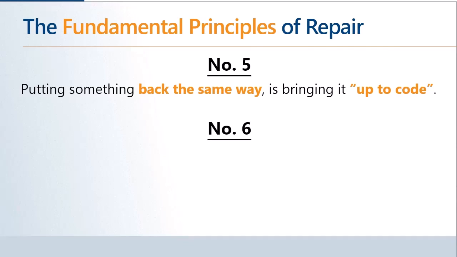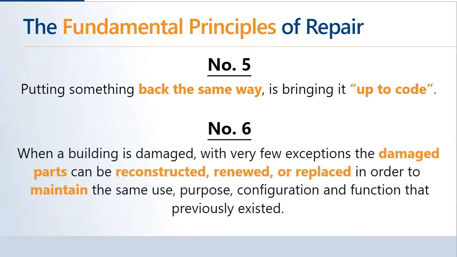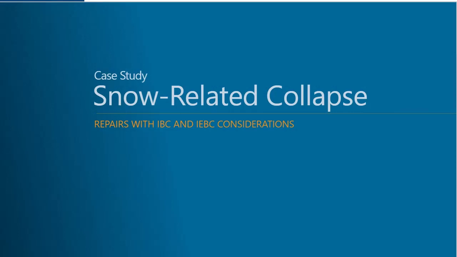And finally, when a building is damaged, with very few exceptions, the damaged parts can be reconstructed, renewed, or replaced in order to maintain the same use, purpose, configuration, and function that previously existed. And those highlighted words are taken right from the definition of repair and the scoping requirements. So with that, I will turn it over to Ross Smith.